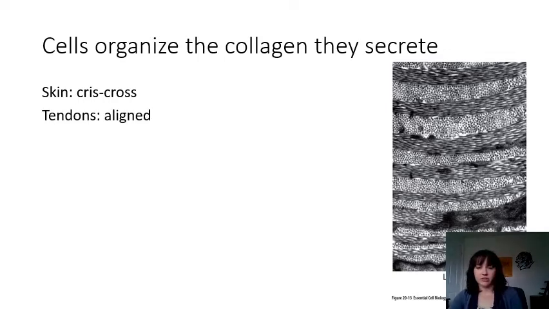Now, other tissues don't really need a crisscross arrangement, such as tendons. Tendons are generally only going to be pulled in one direction, right? And so in that case, the collagen fibers are all going to be aligned in the same direction, in alignment with the force that is applied to that tendon.